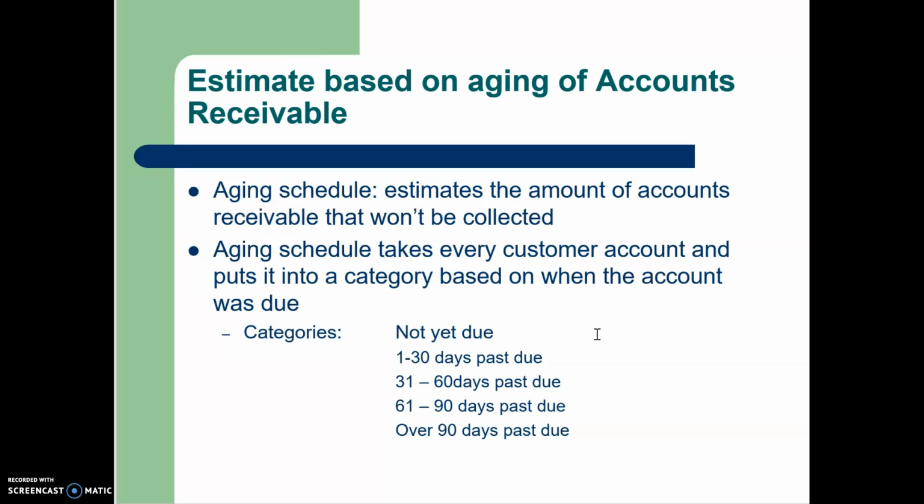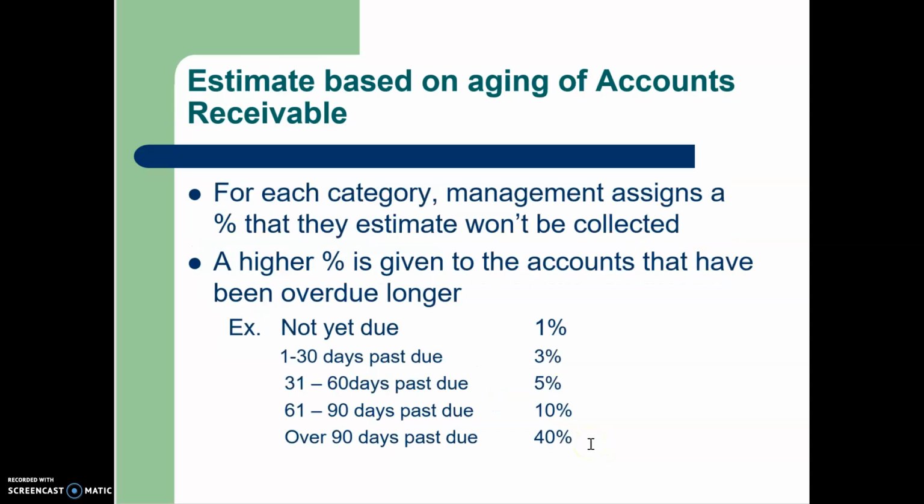So we'll take the account balances and compare the due date to today, the last day of the accounting period. If it's due after the end of the period, it's not yet due. If it was due before the end of the period, then we have to determine how long overdue it is. Then we're going to assign a percentage of what we estimate from each category that will not be collected. And we can see the longer it's overdue, the higher the percentage is, the more likely it is the customer isn't going to pay us.